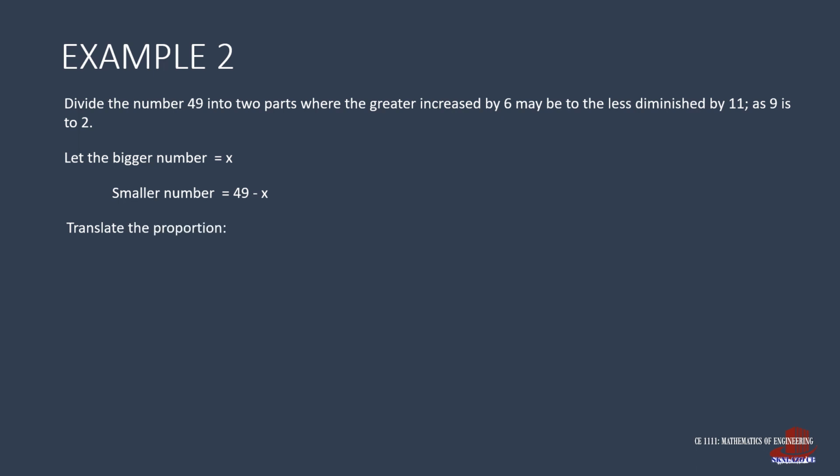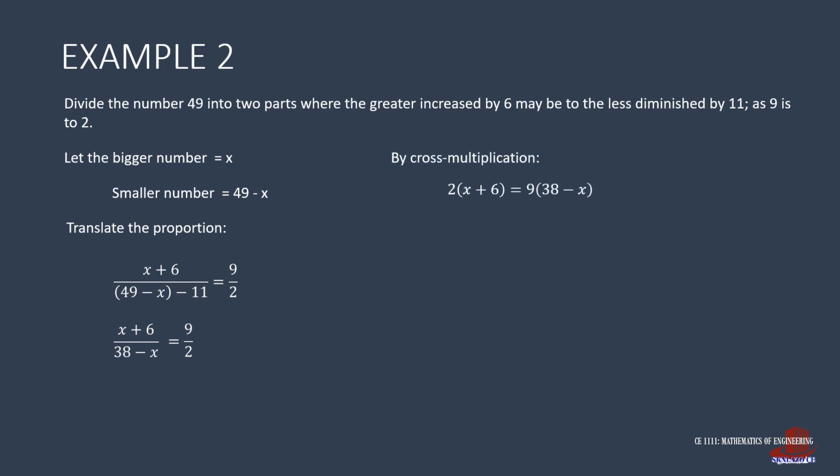Next is to interpret the proportion. It states that 6 is added to the bigger number, and this is to the lesser number less 11. This is proportioned as 9 over 2. Simplify the terms to get x plus 6 over 38 minus x as equal to 9 halves. With cross multiplication, simplify the proportion into twice of x plus 6 as equal to 9 times 38 minus x. Multiply the factors and get 2x plus 12 as equal to 342 minus 9x.